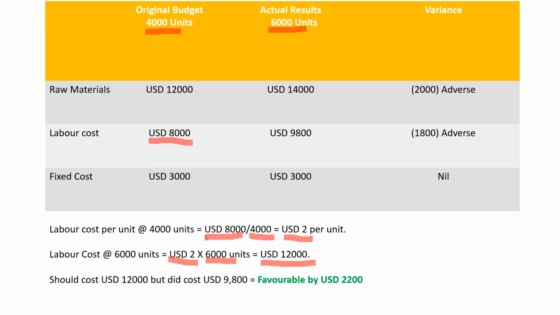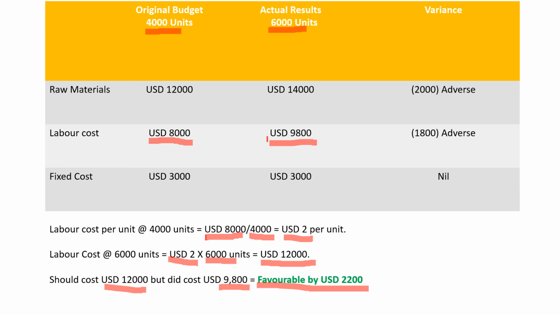But what it actually cost the company was $9,800. Was this really bad for the company? Again, let's analyze further. The labor cost should be $12,000, but the actual cost was only $9,800. So really, this is a saving to the company of $2,200 when it comes to labor cost. So in fact, this is a favorable variance.